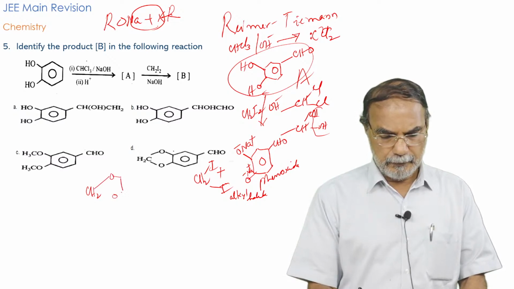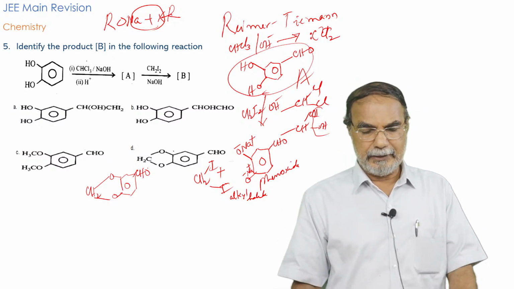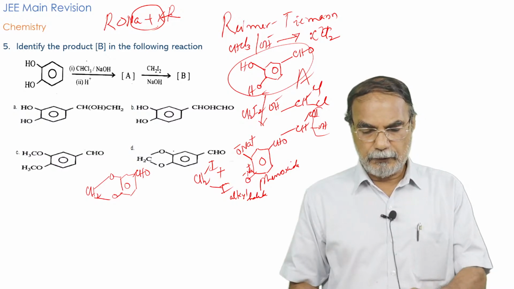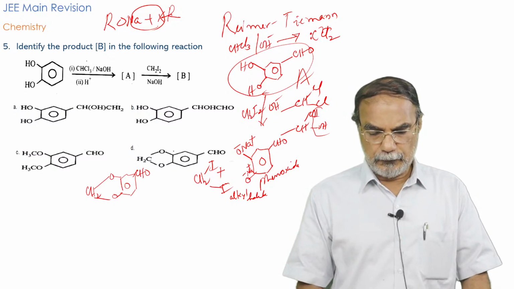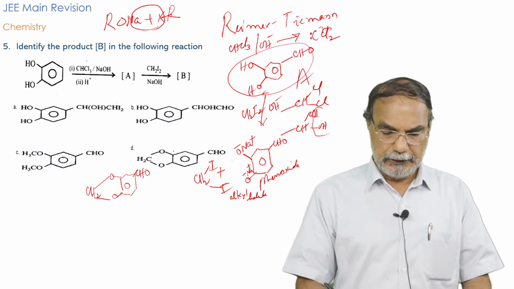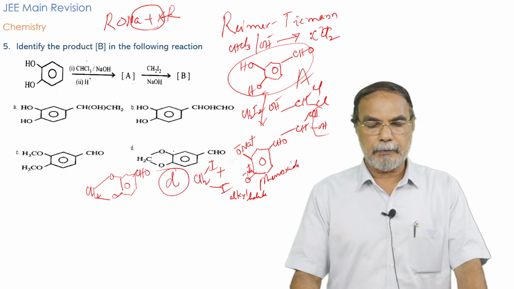Okay, here you have O, and the aldehyde group remains intact. It doesn't take part in this part of the reaction. Of course, it doesn't take part in this part of the reaction, and therefore, okay, the final product obtained in the reaction is the product D. D is the final product.